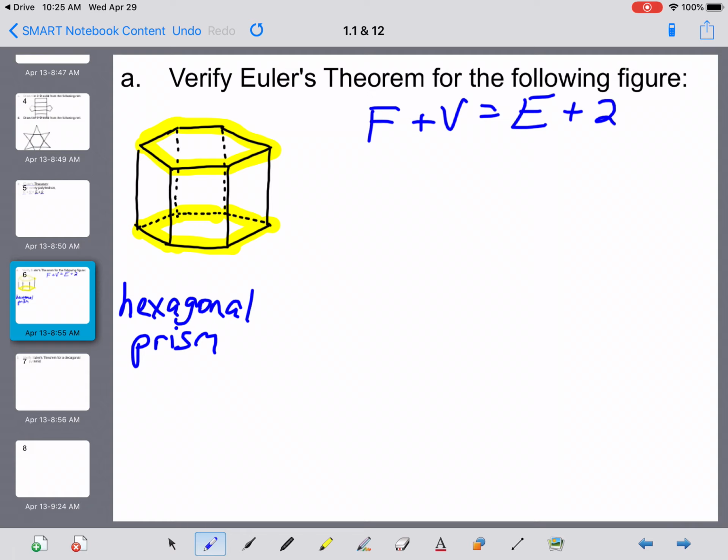Trying to be systematic about this, let's think about F, the number of faces. Every prism has 2 bases, and in this case you've got a hexagon on the top and a hexagon on the bottom, so we have 2 hexagons. Every prism is connected around the sides by rectangles, and the question is how many rectangles we're dealing with. With hexagons on the base, there are going to be 6 rectangles connecting the bottom to the top. So we have 2 hexagonal bases and 6 rectangles, which means we're dealing with 8 faces in this figure.